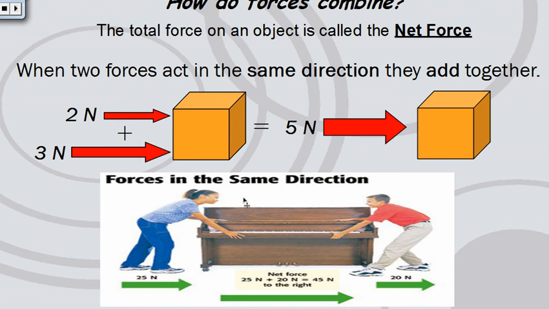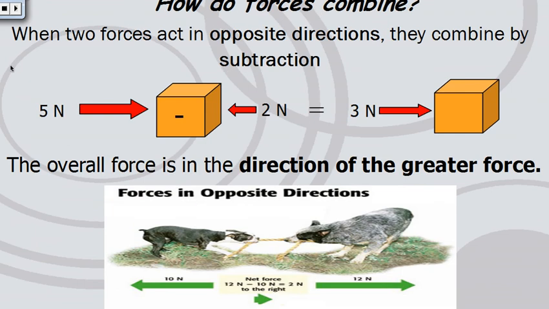Same thing with this example here. This girl is pushing the piano at 25 newtons, while this boy is pulling the piano at 20 newtons. To find the net force, all you do is add 25 plus 20. You're going to get 45 newtons, and the direction is to the right, since that is the direction that they are going. So if they're acting in the same direction, we add.